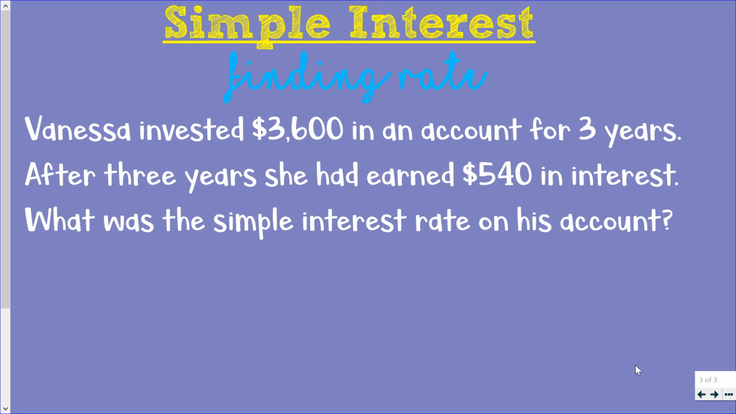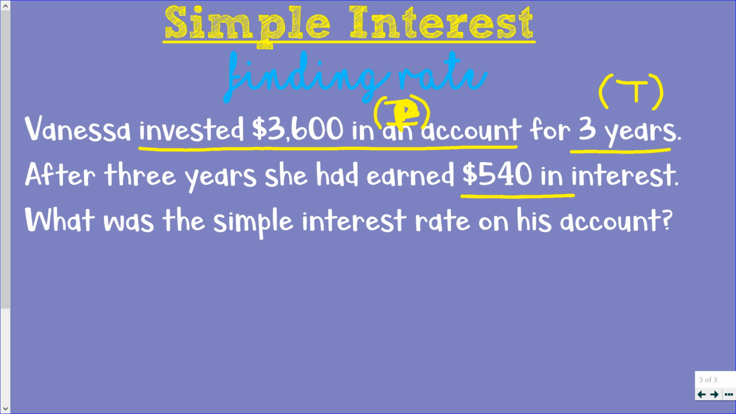All right, one more problem, and this one is figuring out the R, figuring our rate. All right, it says Vanessa invested $3,600 into an account for 3 years. After 3 years, she earned $540 in interest. What was the simple interest rate on this account? All right, so she invested $3,600 in the account. That was the original amount, so that is, whoops, that's not the I, that is the P, my bad. The original amount is 3,600. So she was in there for 3 years, that's our T. And then she earned $540 in interest, so that is our I.